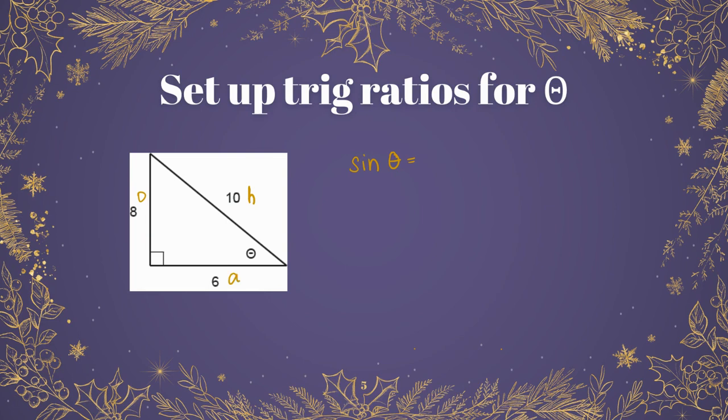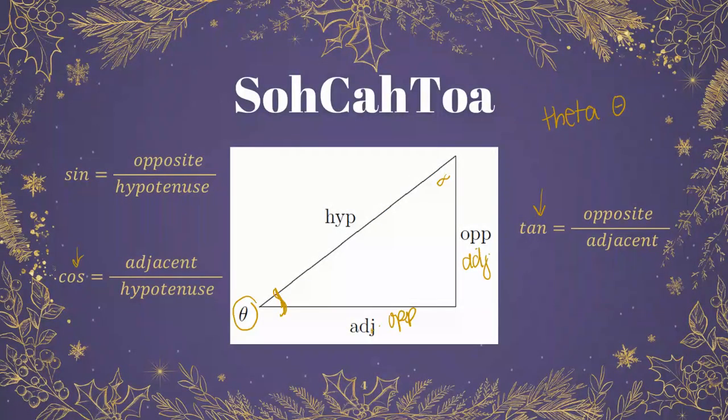Sometimes it's helpful to go through and label those with respect to theta so that you know what is what, okay? So this is going to be 8 over 10, which of course we should reduce if we can to 4 over 5. Then we're going to find the cosine of theta. So we're going to take the adjacent this time over the hypotenuse. The adjacent is 6. The hypotenuse is 10, and that reduces to 3 over 5.